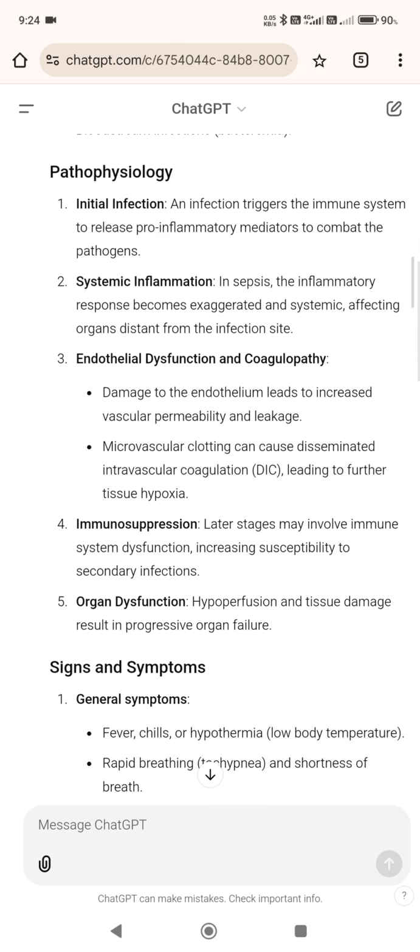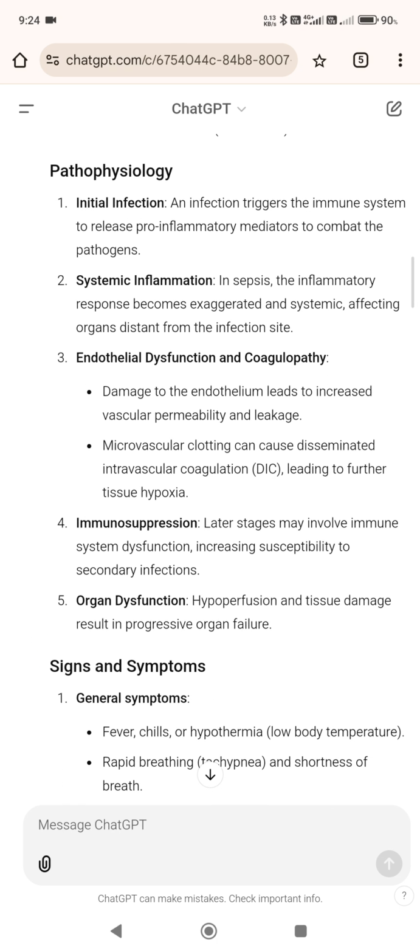Pathophysiology. 1. Initial infection. An infection triggers the immune system to release pro-inflammatory mediators to combat the pathogens. 2. Systemic inflammation. In sepsis, the inflammatory response becomes exaggerated and systemic, affecting organs distant from the infection site. 3. Endothelial dysfunction and coagulopathy.